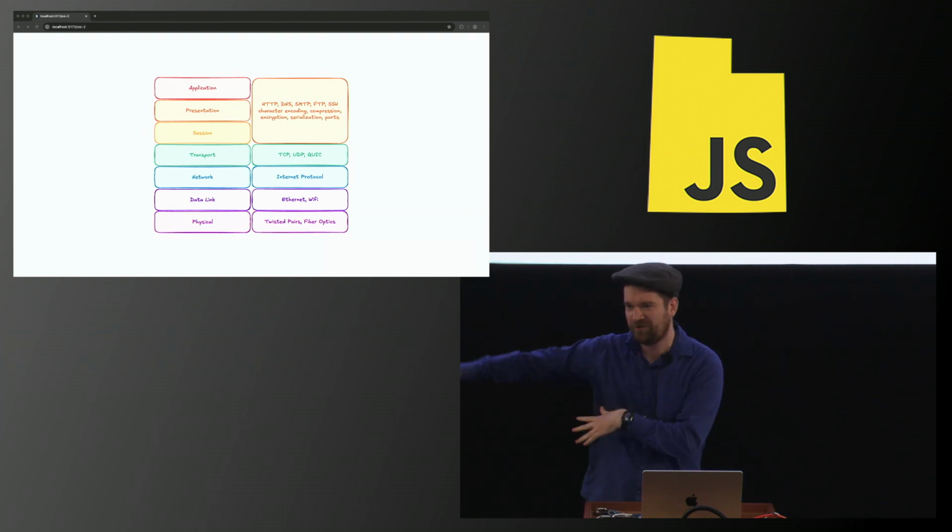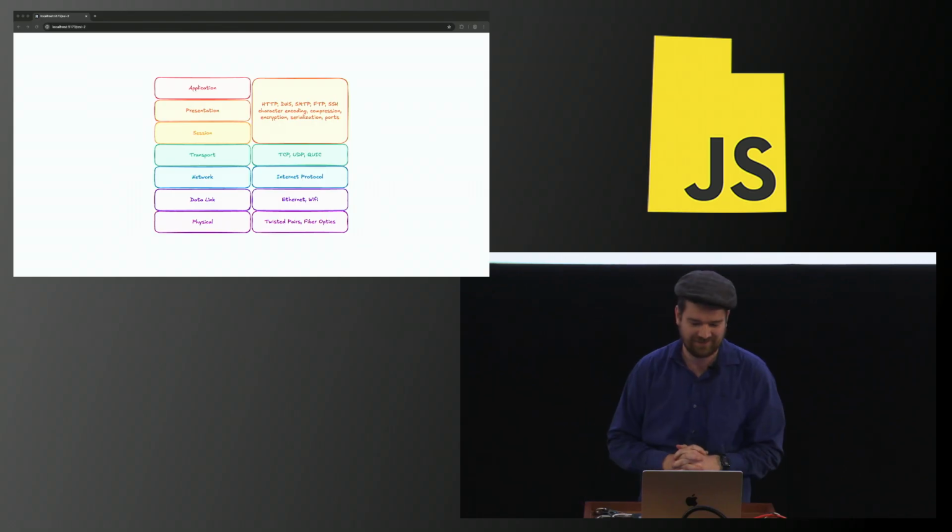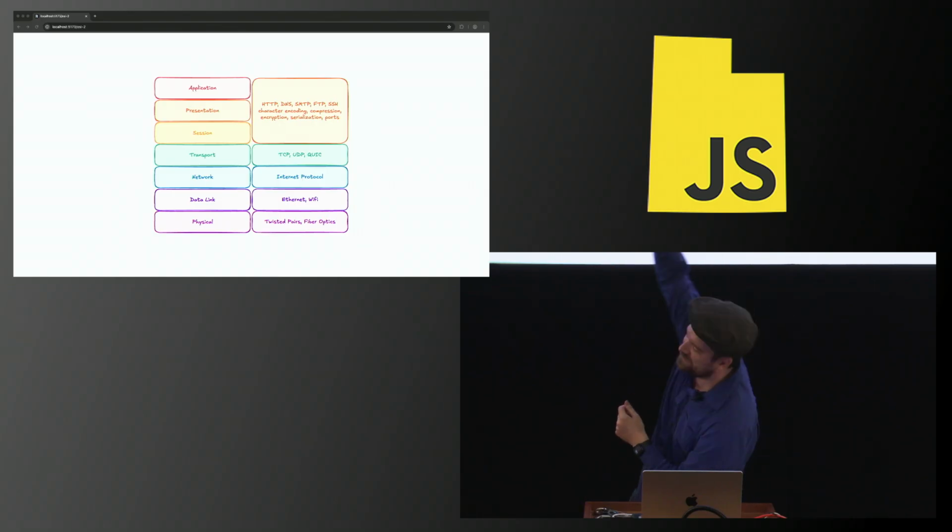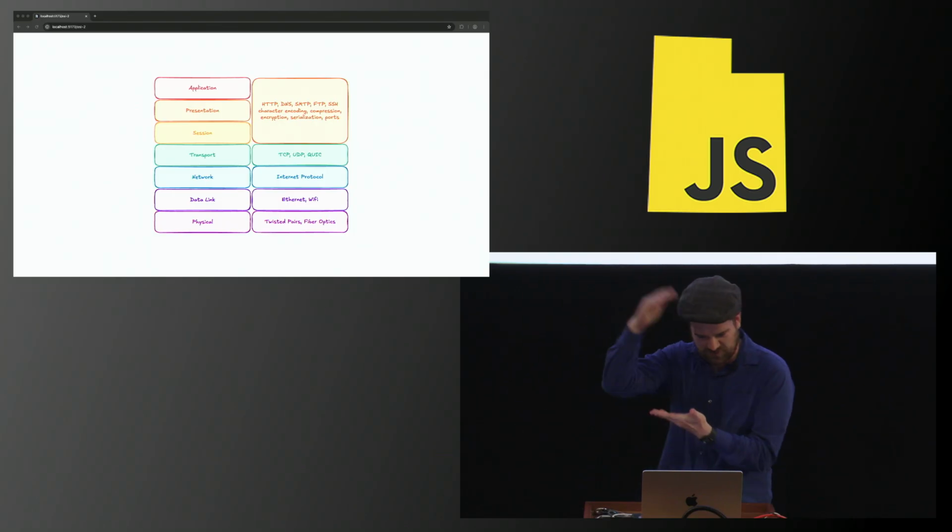Us web developers, we hardly have to think about those things. We just live up in that big orange box up there, and we squish those 3 together.